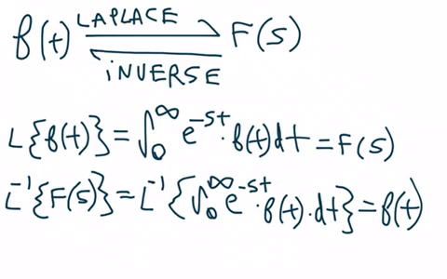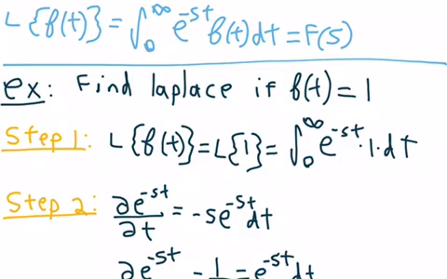So now this might sound very theoretical, so why don't we look at an example to better understand? Over here they tell us, find the Laplace if f of t is equal to 1. Now, a great thing to do before doing any example is to write down the theory that we know. So over here, we are going to write down what we just said. The Laplace of f of t is equal to the integral from 0 to infinity of e to the minus st times our function f of t dt. And that's equal to f of s.